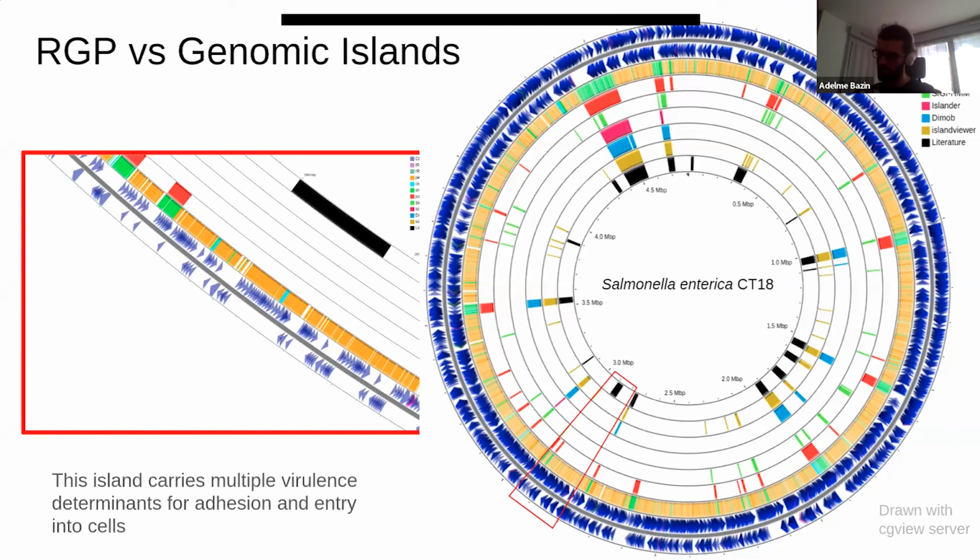And it's of interest because it carries multiple virulence determinants for adhesion and entry into cells. And as you may notice, absolutely no tool, not PanRGP and not any of the other tools, predicts this area as a genomic island. This is because it's defined as a genomic island because of the functions that it carries. However, it does not display any GC content variation, and it does not have any integrase genes. And all genomes of Salmonella enterica that we used to build the pangenome, most of them at least, include those genes. So for this reason, it's not predicted by any other tool.